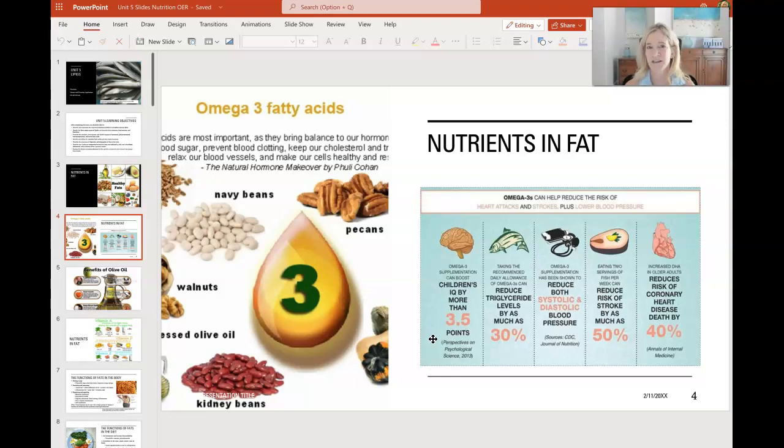But from birth and throughout those early years, as that brain's developing, getting an adequate amount of omega-3s, particularly from marine sources, particularly from fish that are higher in omega-3s, can be helpful. So if you've got kids, think about that.